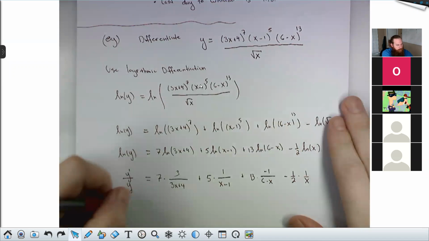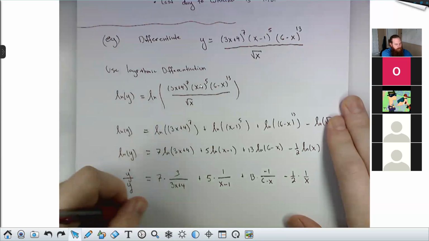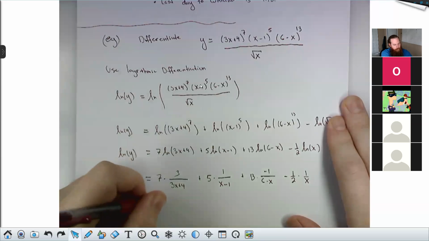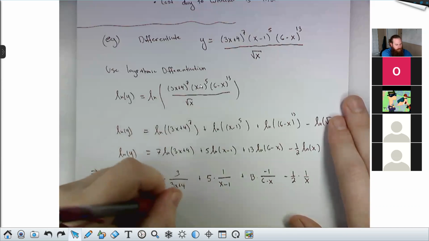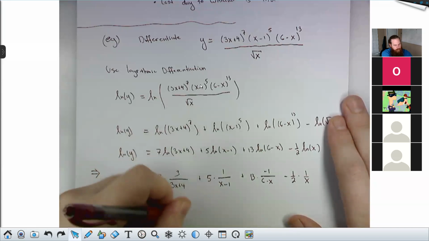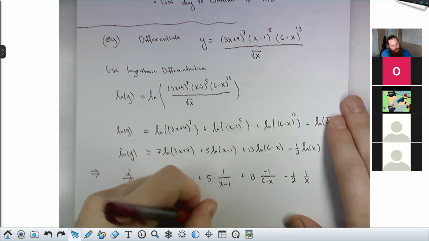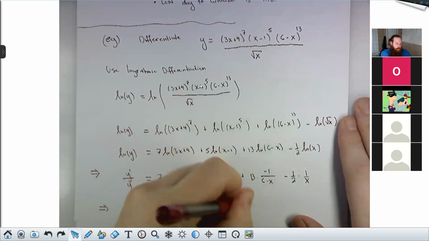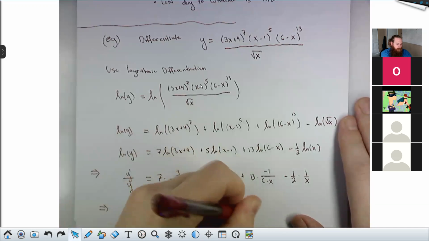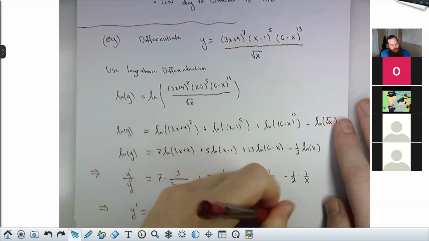So then I can multiply by y on both sides to get y prime alone on the left. And this is going to be y times, and now I'll do what I can here. 7 times 3 is 21 over 3x plus 4 plus 5 over x minus 1 minus 13 over 6 minus x minus 1 over 2x.